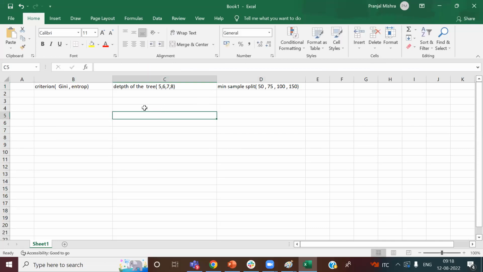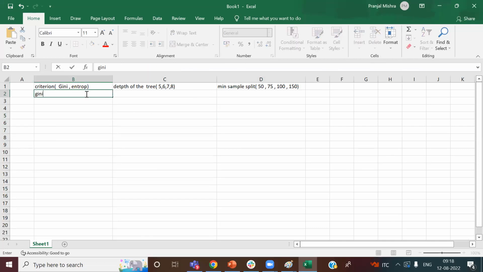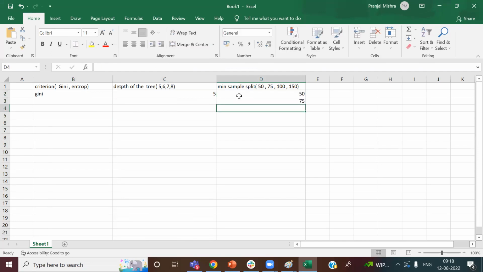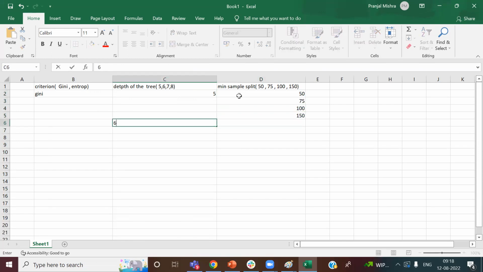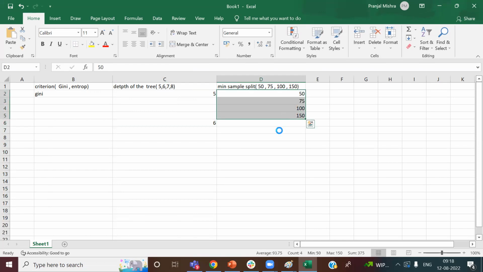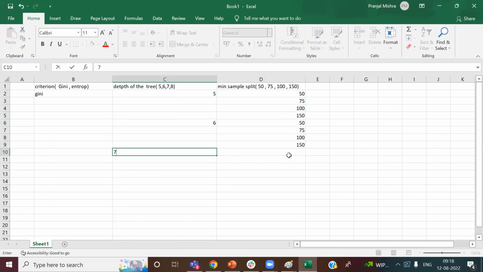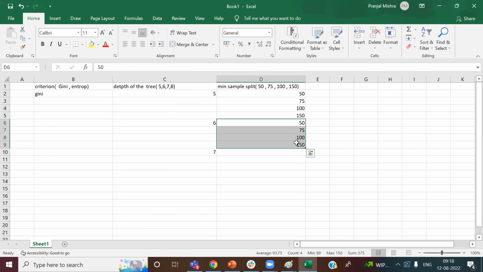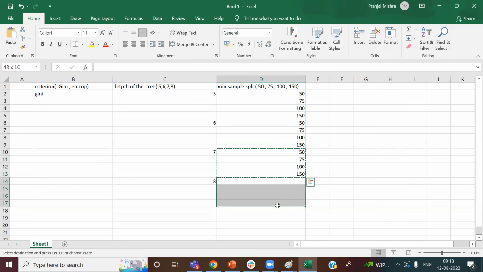Now suppose you are doing manually, तो तुम manually में कैसे करोगे? एक बार गिनी ले लोगे and you will take depth as a 5, and then you will say 50, 75, 100, 150, ठीक है. Now what you will do? You will change it to 6, and again you will repeat these 4 numbers. Then you will take it 7, and again repeat these 4 numbers. Then you will take it as 8, and again you will repeat these 4 numbers. So सिर्फ गिनी के ही कितने हो गए?